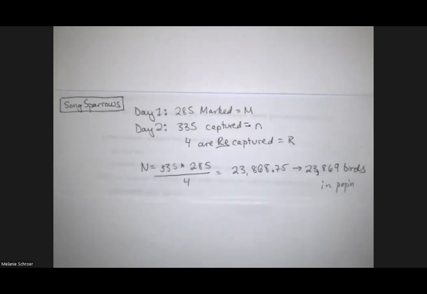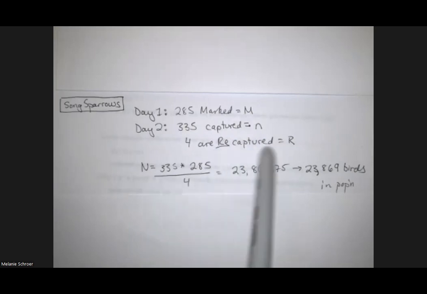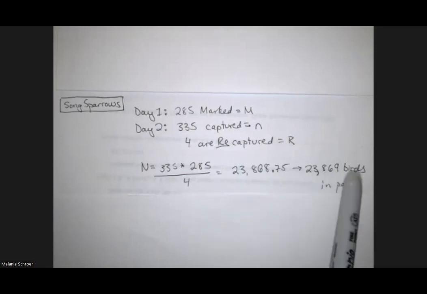So let's plug this in. We have capital N, that's what we're looking for. We want to know the population size of these song sparrows. Lowercase n times capital M over capital R gives us this many birds. Of course, we can't have 3/4 of a bird, so we can round up. 23,869 birds in this population, according to the mark recapture method.